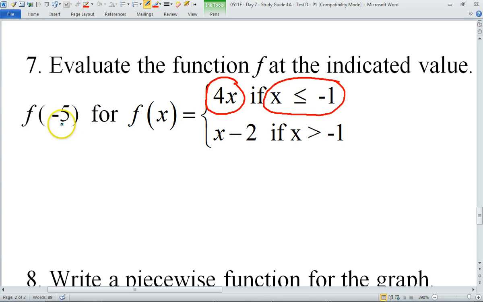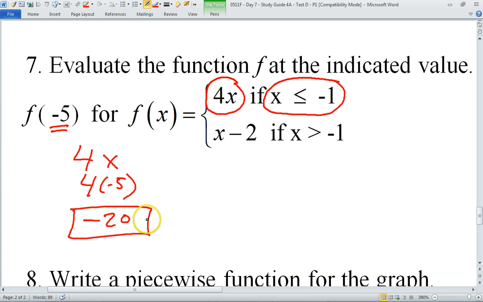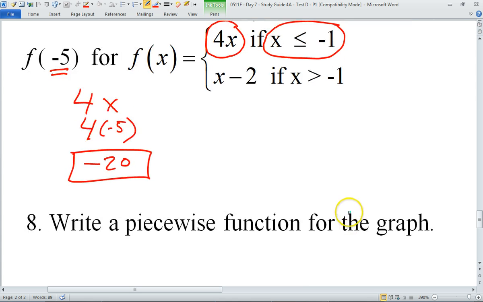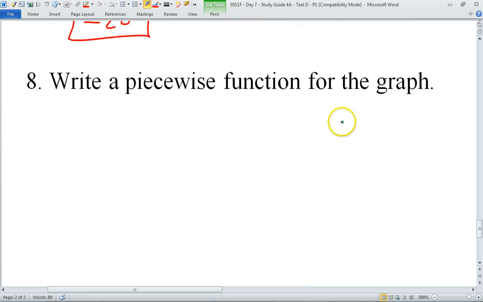Okay, because negative 5 is less than or equal to negative 1. That tells us to use the top one. So that means I need to do 4x, so I need to do 4 times negative 5. So that's negative 20. Alright, everyone should have gotten negative 20 for number 7. Any questions about that? Okay, it's just a matter of knowing which one to use.